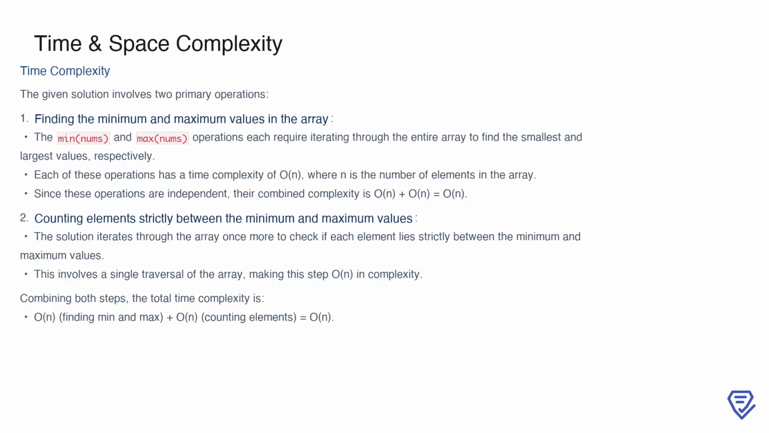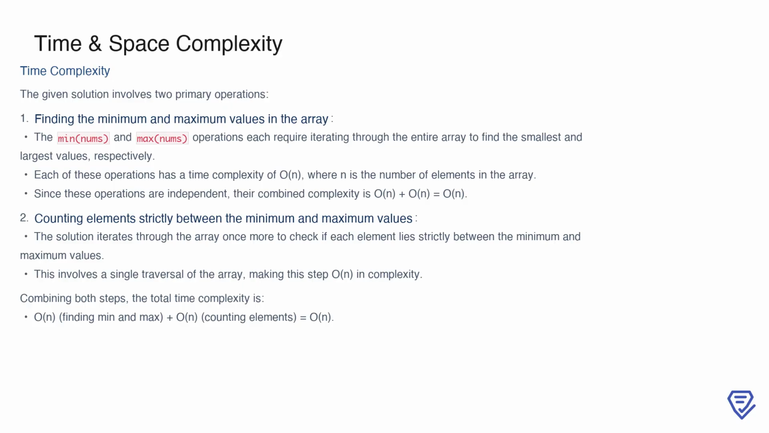To determine the time complexity of our solution, we break it into two main steps. First, we find the minimum and maximum values in the array using min(nums) and max(nums). Each of these operations requires iterating through the entire array once to locate the smallest and largest values. Since they are independent operations, their combined time complexity is O(n) plus O(n), which simplifies to O(n).